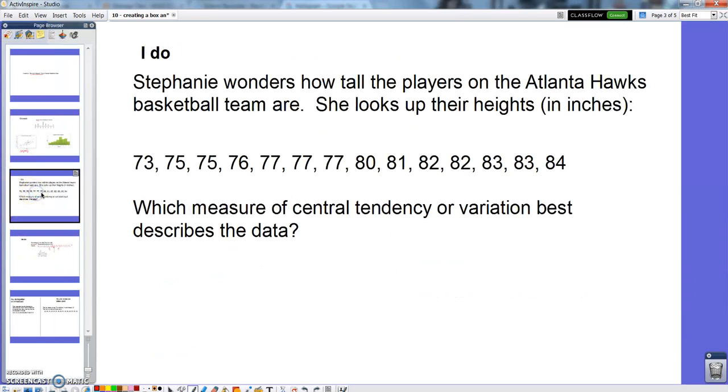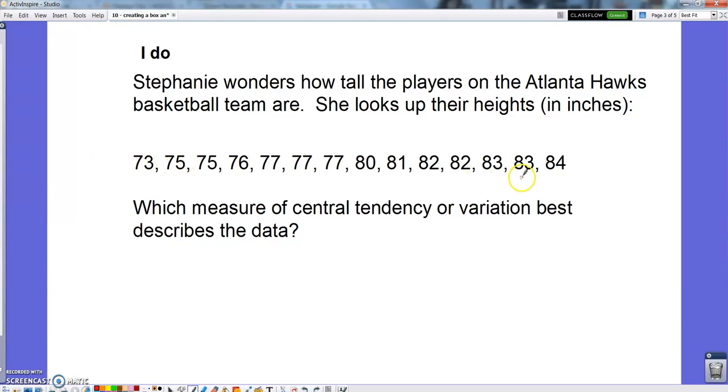So here is a problem we've already done. Stephanie wonders how tall the players on the Atlanta Hawks basketball team are. She looks at their height in inches. Here they are. Oh, and this was our last question. We're not going to answer that question today. That's the question we did last time. And I'm going to make a box and whisker plot of this data. They're not hard, but there's a lot to them. So let me show you how they work.